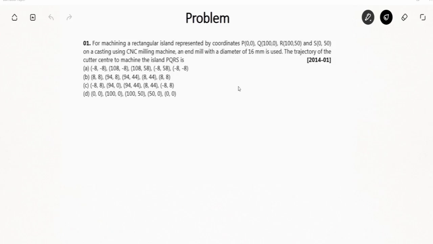Hello friends, today we are going to solve some GATE previous year's questions from the chapter Computer Integrated Manufacturing System or CIMS. So this is a GATE question from the year 2014. So first of all we are going to read the question.